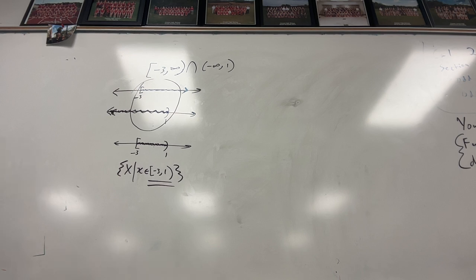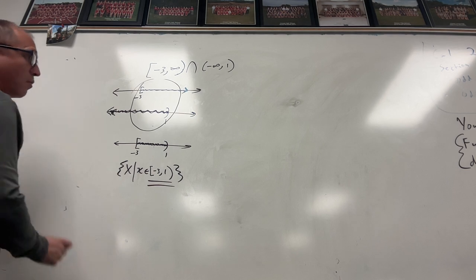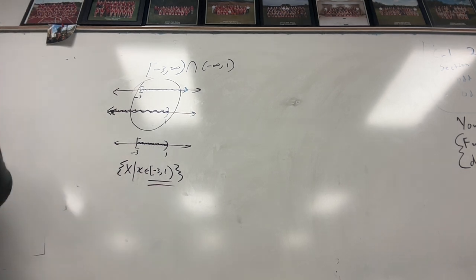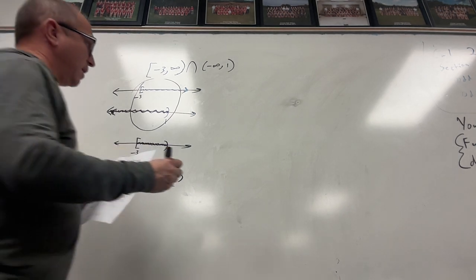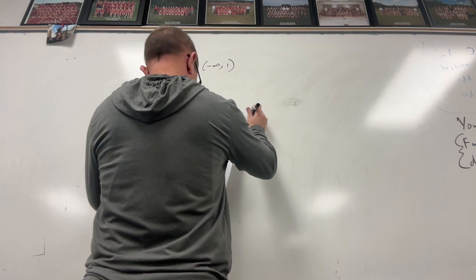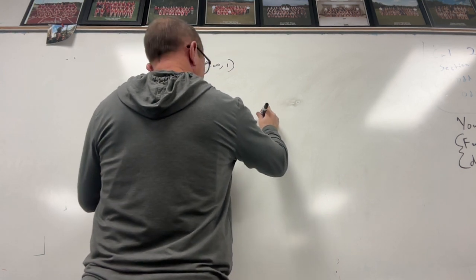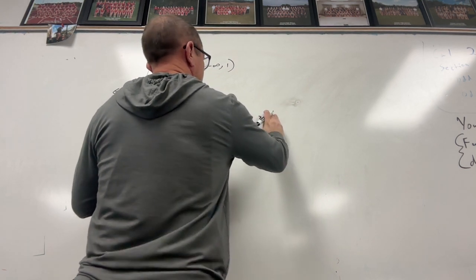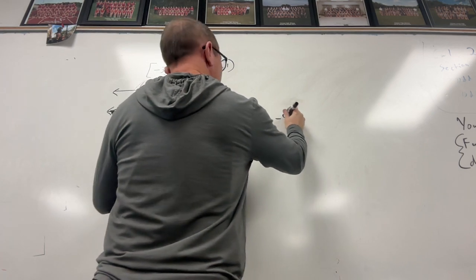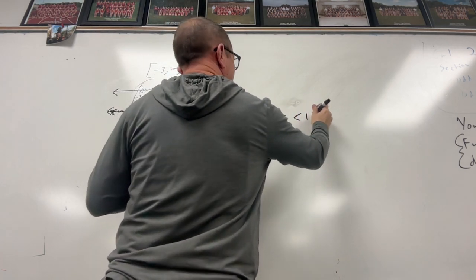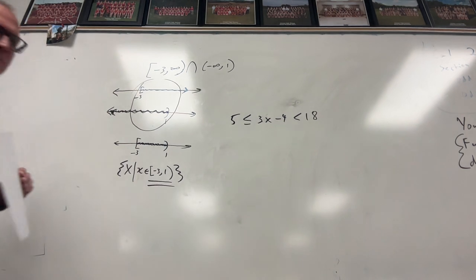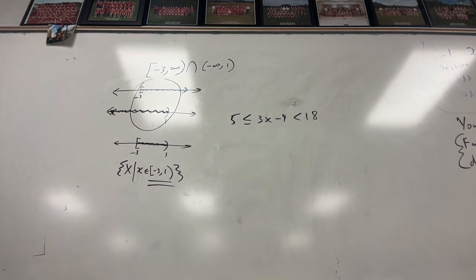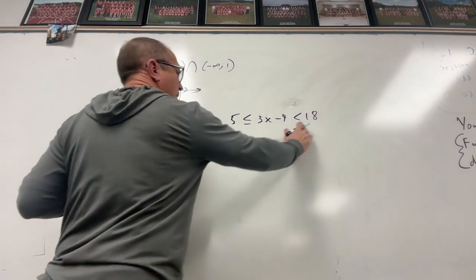The first inequality I want us to see is a compound inequality. A compound inequality is an inequality problem that has multiple inequality values in it. So I'm going to go with 5 is less than or equal to 3x minus 4, which is less than 18. Now, there are a couple of different ways to do this problem. I like working these problems as two separate inequality problems.